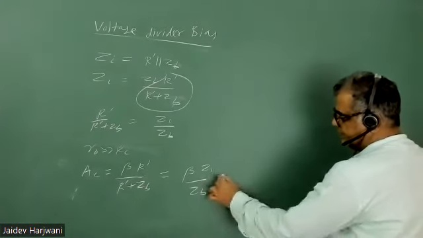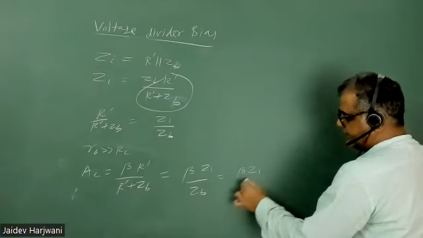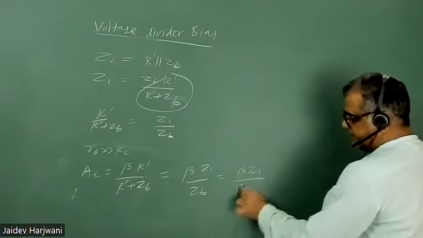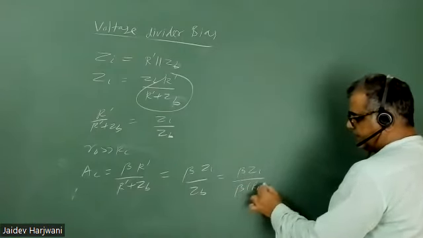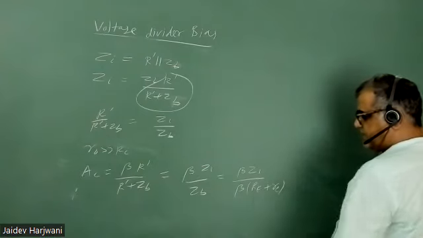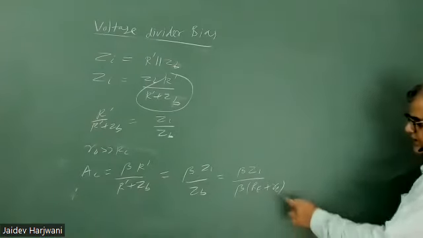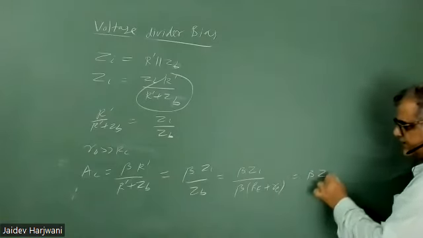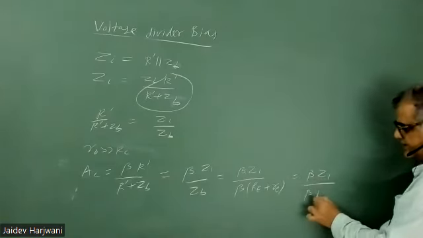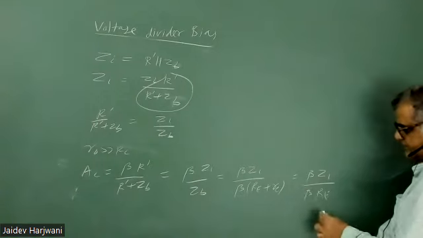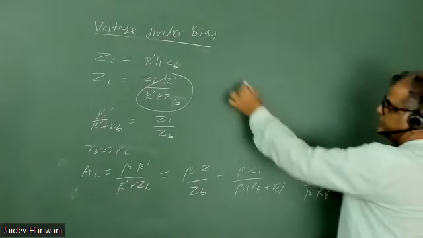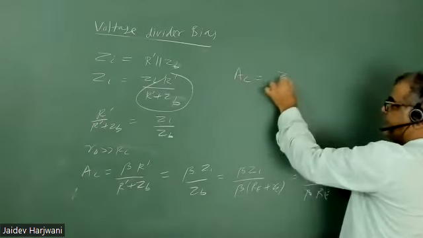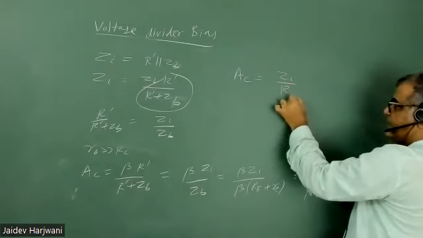And ZB is what? ZB is beta re plus RE. So I can write RE is greater than re, and modify this as beta ZI upon beta RE. So this beta cancels, and you have current gain equal to ZI upon RE.